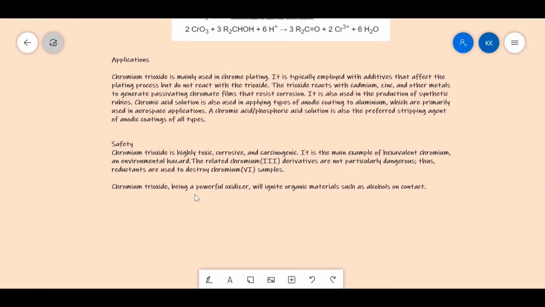Chromium trioxide, being a powerful oxidizer, will ignite organic material such as alcohols on contact. Hence you can see that even in labs it can be very dangerous, and so it has been replaced by many new reagents as well.